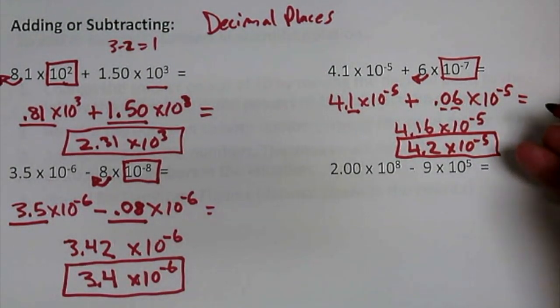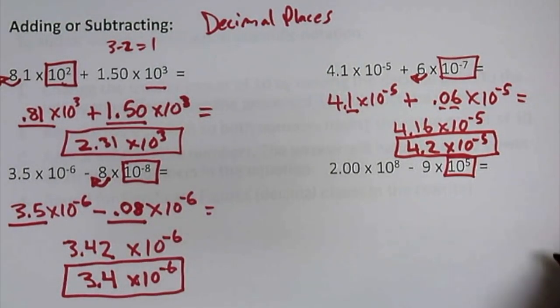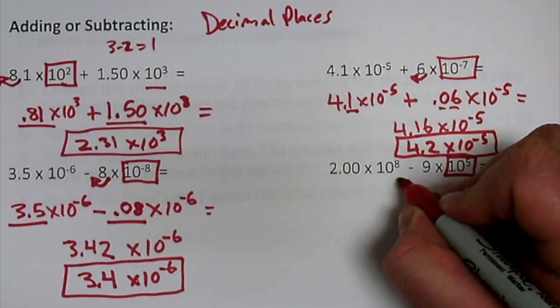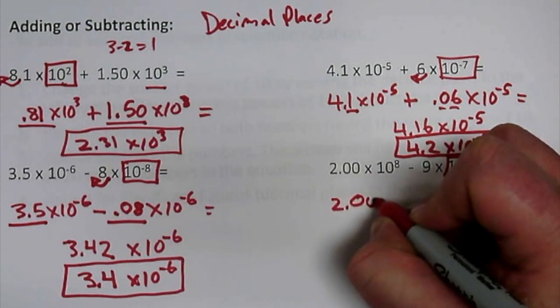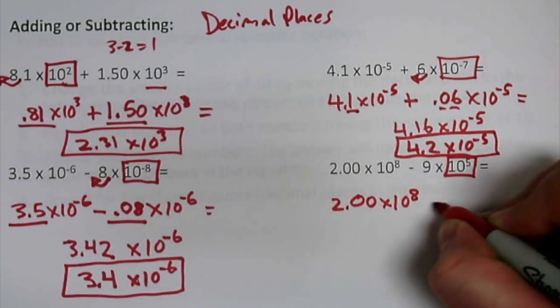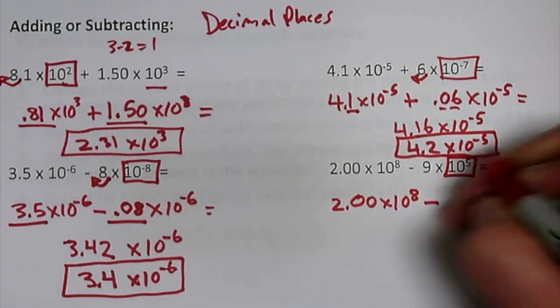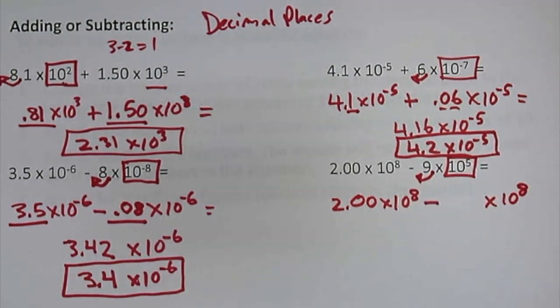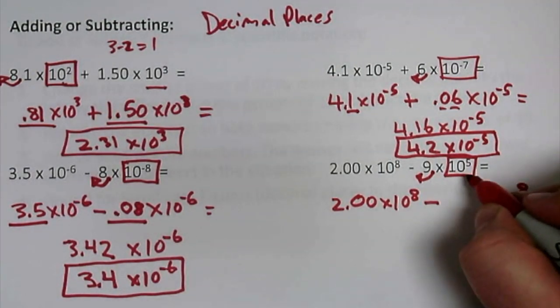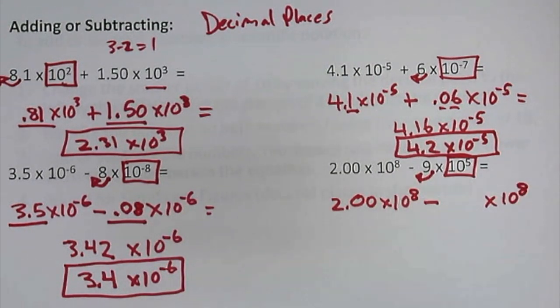Now this next one, this is the smaller one. So I'm going to round both of them to 10 to the power of 8. So this stays the same, 2.00 times 10 to the power of 8 minus, I'm going to leave that blank, times 10 to the power of 8. Move this decimal to the left again, always to the left. Move it 3 spots, because that's the difference between 8 and 5.